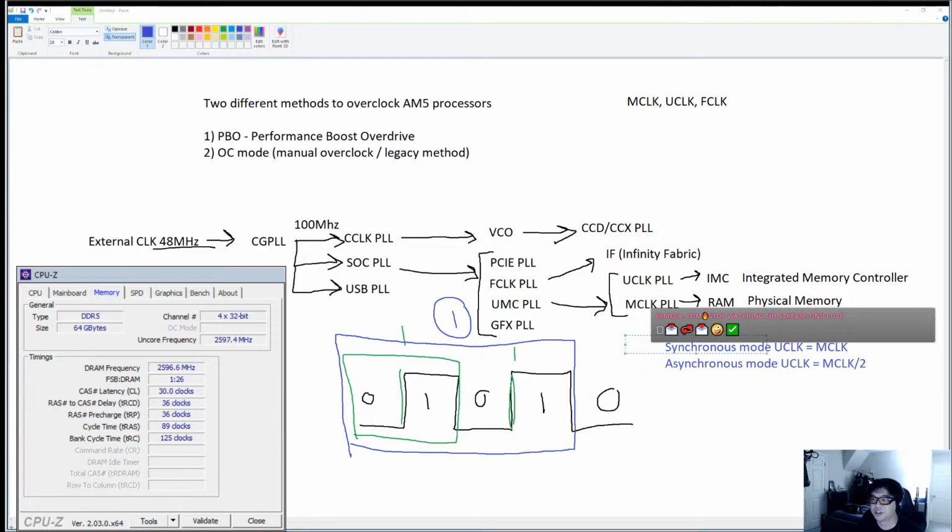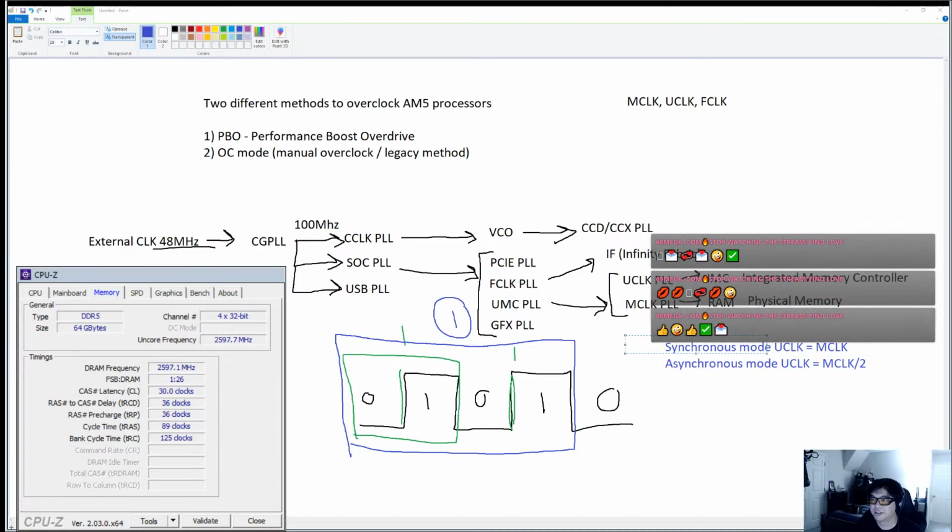If you're looking at DDR1, what happened here? Oh. Wow, the bots found us. Okay, I think we're good.